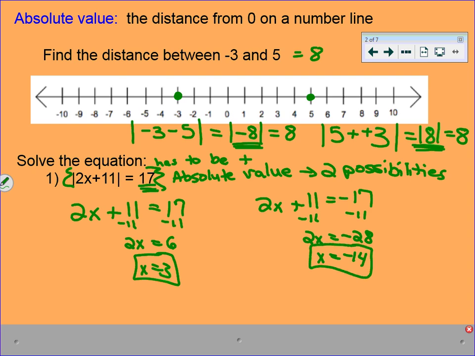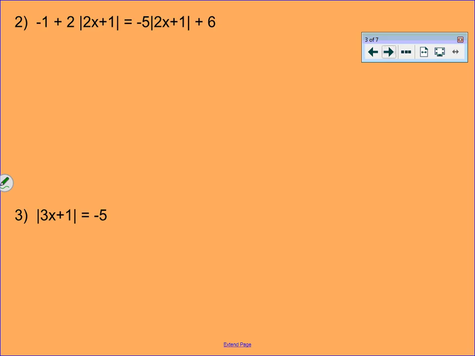What I want you to do right now is pause the video, plug both of these values back into the original equation, and you should find that both of them match. Both of them would work. You would have two big smiley faces as you were checking this particular problem over. All right, let's move on to the next couple here.